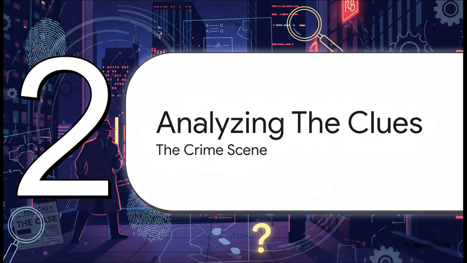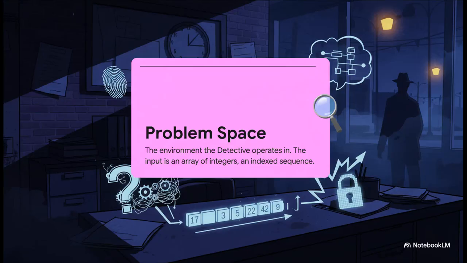Any good detective will tell you, you never rush the scene. First, you analyze it, you meticulously examine every single piece of evidence. And honestly, this is the most crucial step, because the clues themselves are going to tell you exactly what the solution has to be. The environment we're operating in, we call that the problem space. And what's our input? It's an array of integers, basically just an indexed sequence. Now, that tells us something important. We can move through it one by one, but it also gives us a huge constraint. An array is really slow if you need to look something up. And that single clue, right there, is what's going to motivate our entire strategy.